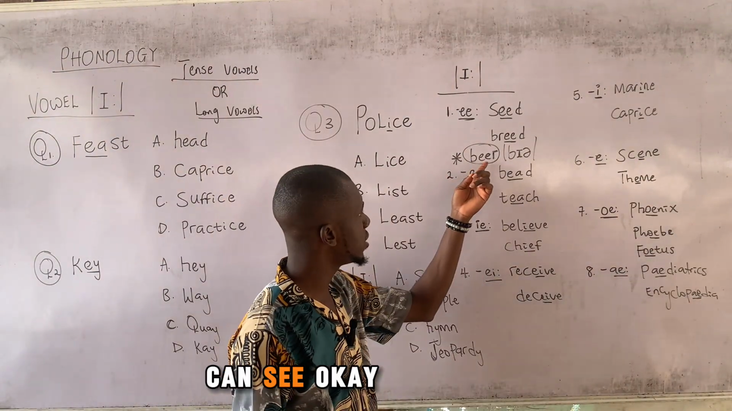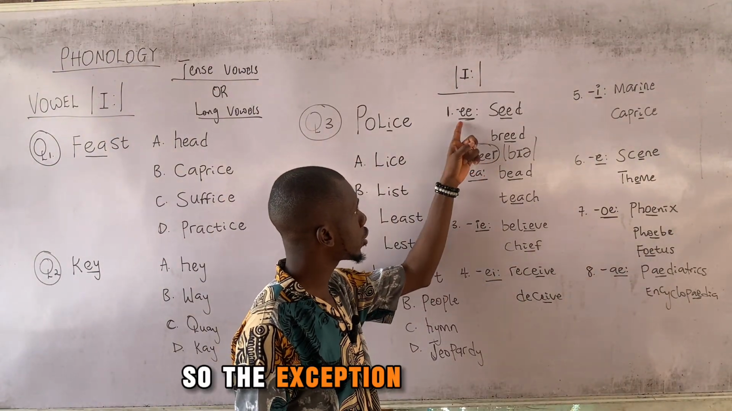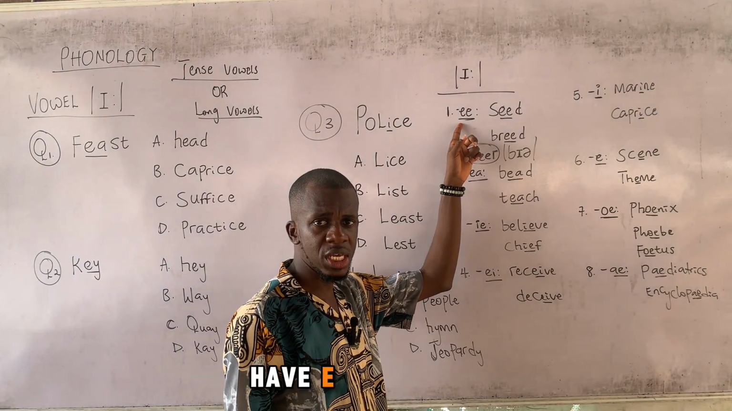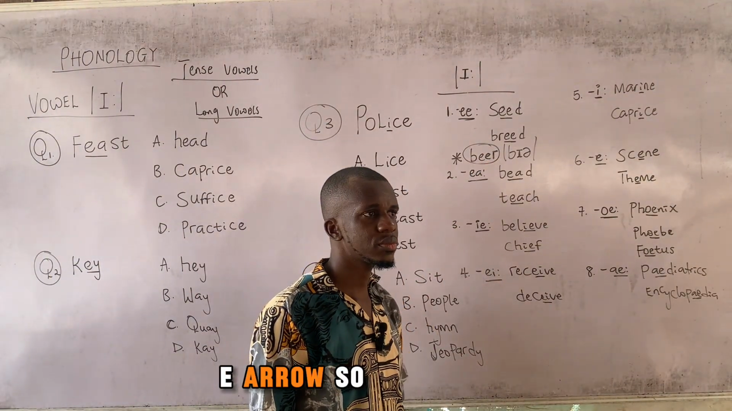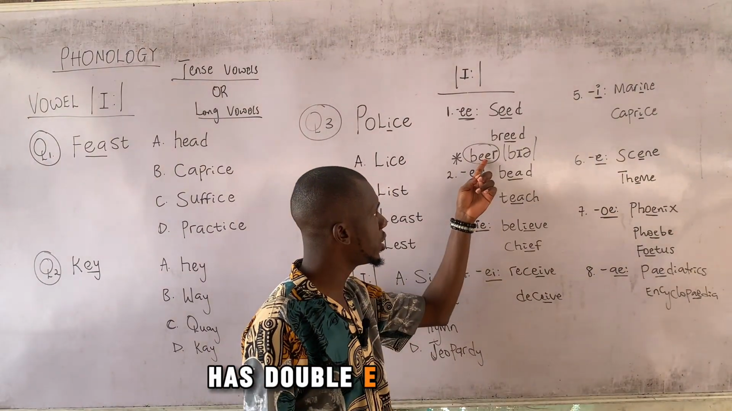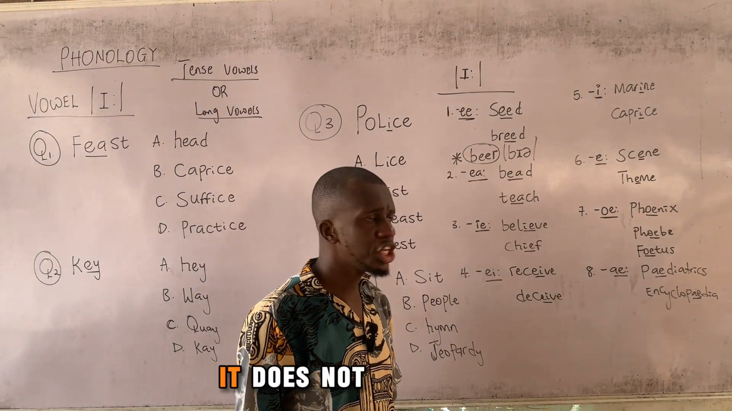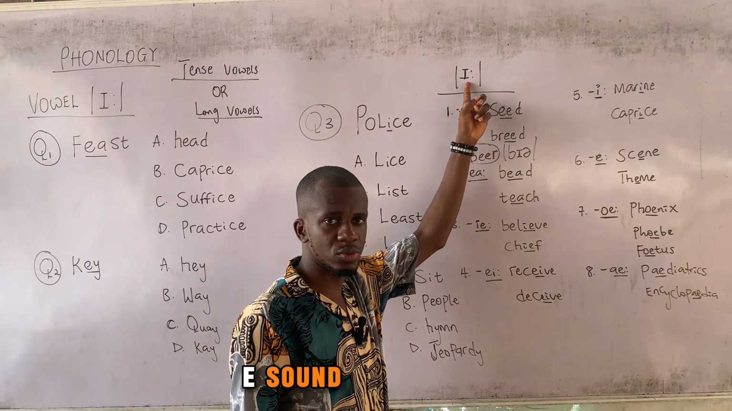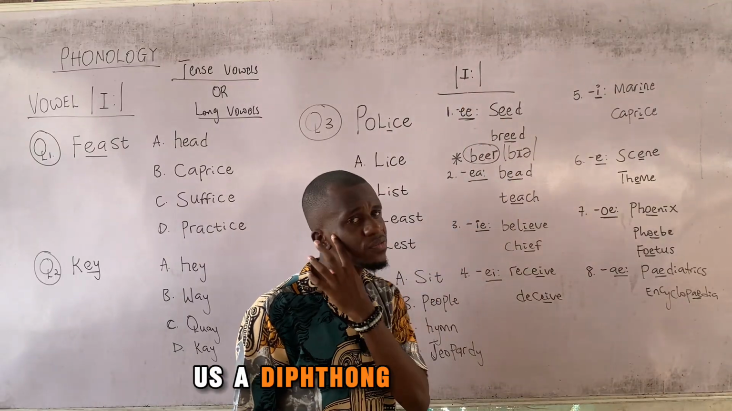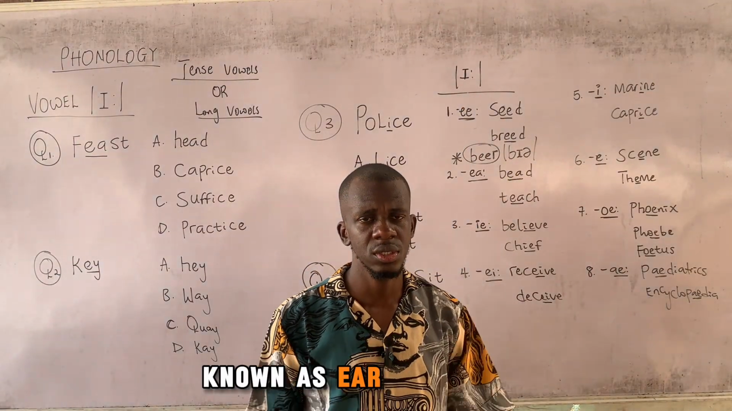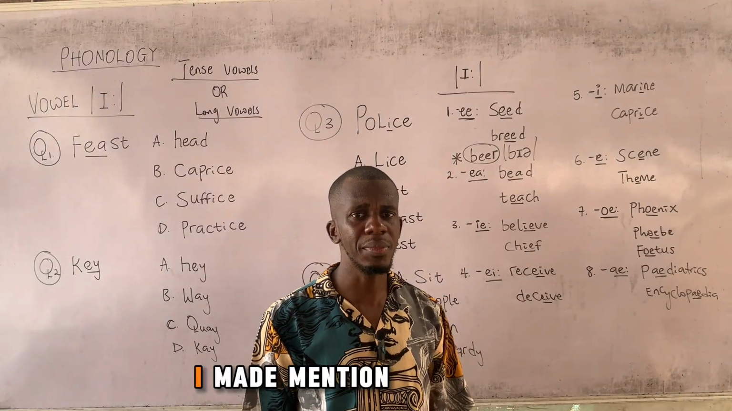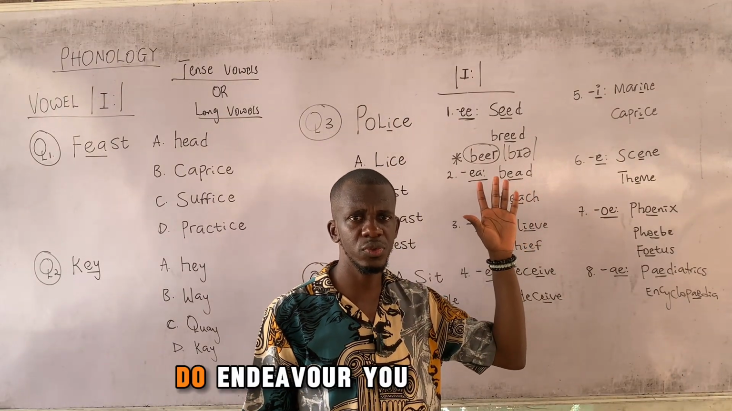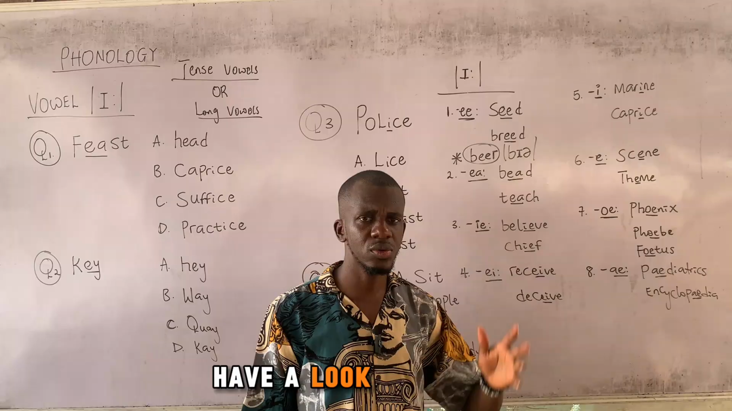Just like you can see, the exception to number one here, words that have EE, is words that have EE followed by R. So if a word has double E but ends with R, it does not produce the long E sound. Rather, it gives us a diphthong known as ear. Okay, in my introductory video to oral English, I made mention of the diphthongs as well. Do endeavor to have a look at that.